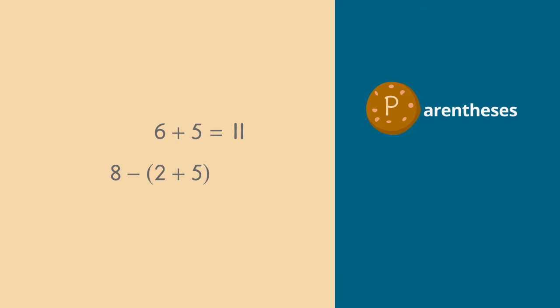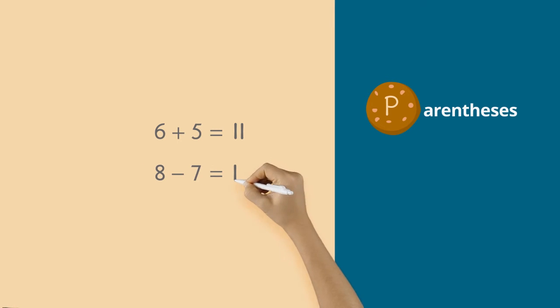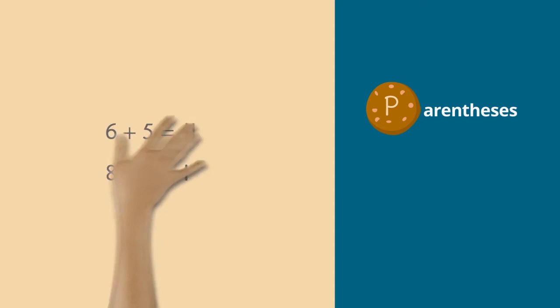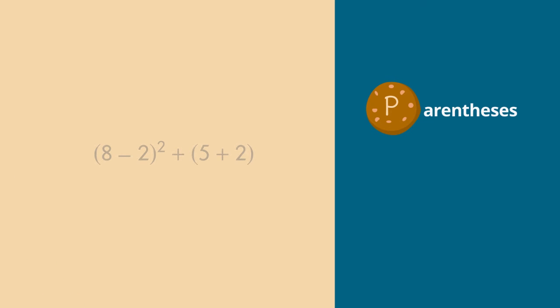The second expression has parentheses. In PEMDAS, the P for parentheses comes first, so the order of operations tells you to evaluate the inside of the parentheses first. 2 plus 5 is 7, and 8 minus 7 equals 1. Although these problems seem similar, they have two different answers. Okay, let's try a harder problem. This one has parentheses, exponents, addition, and subtraction.